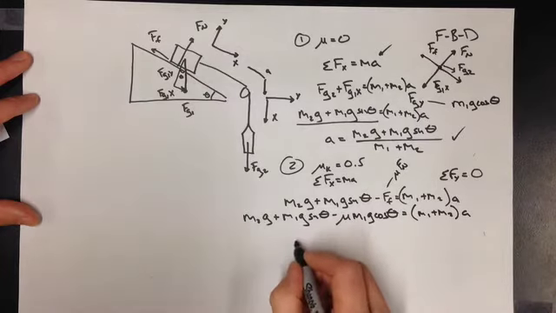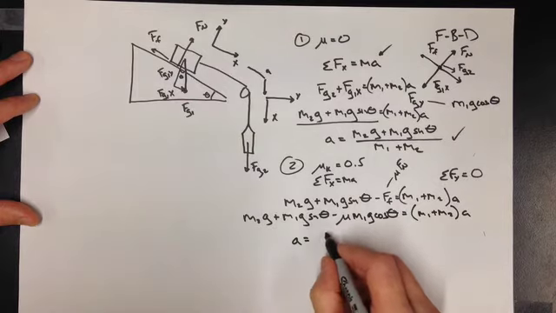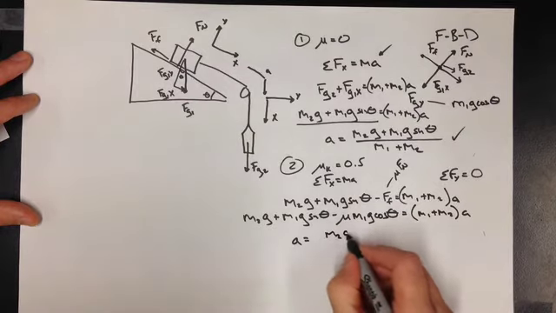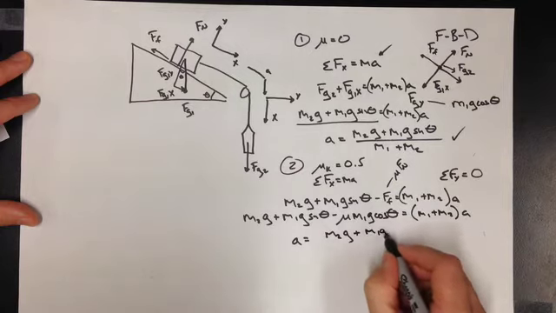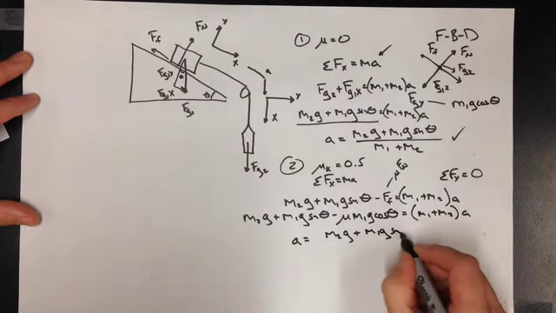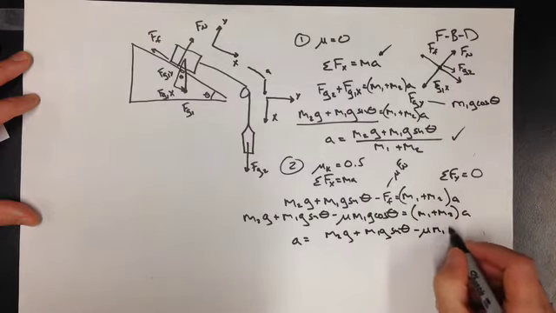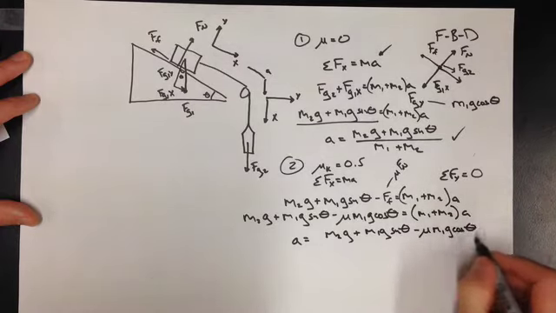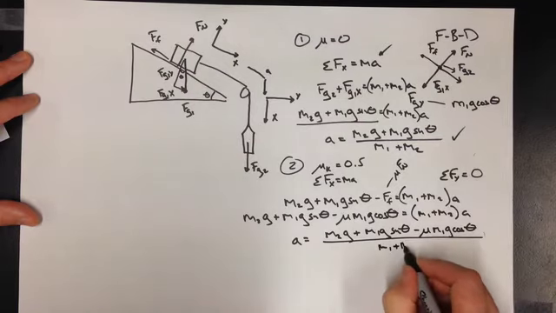So now I solve for a again. A is then equal to this big mess here of m2g. Make sure I carry that through. This is the bookkeeping part of this problem. m1g sine theta minus mu m1g cosine theta all over m1 plus m2.